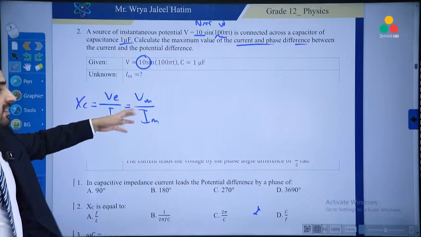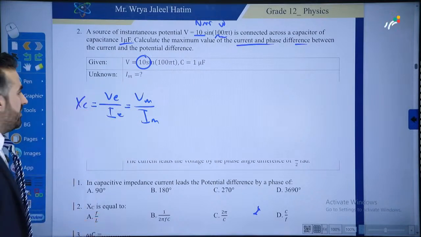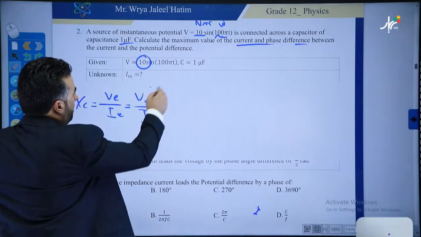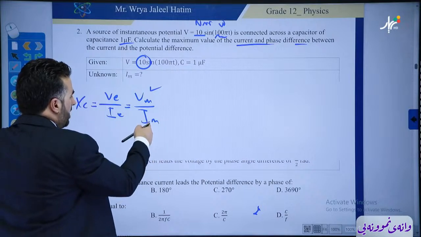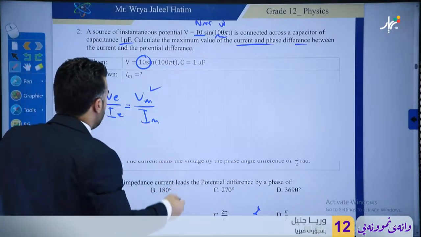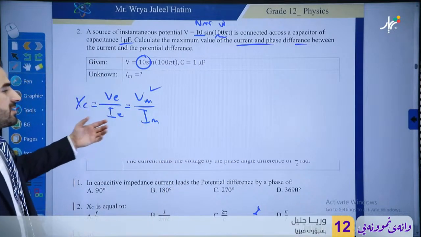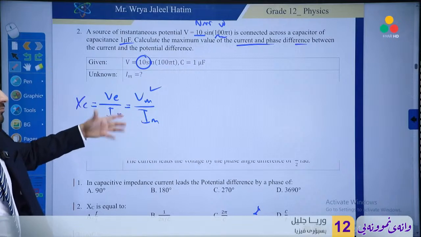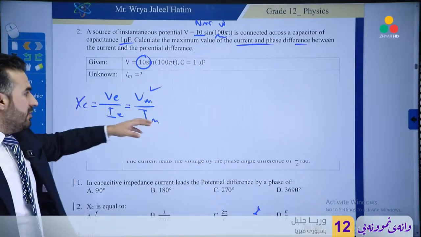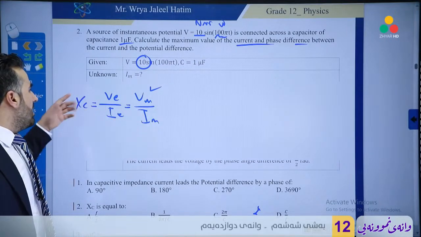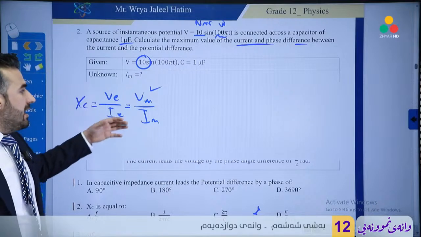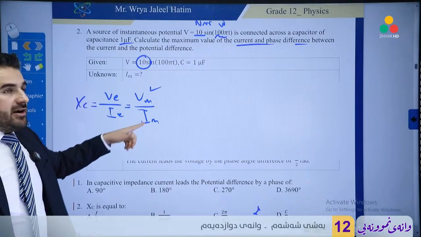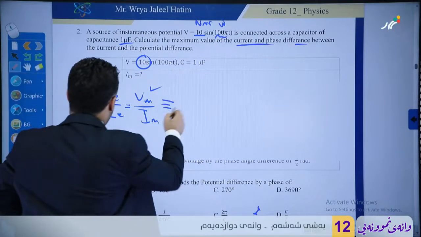If we have it, then of course we can just simply substitute in here. But I do have the V maximum, correct? But do I have I maximum? No, so I cannot use this one here to find this. And of course, they're asking for I maximum. I also don't have XC. So once I have XC, then I can find I maximum here.